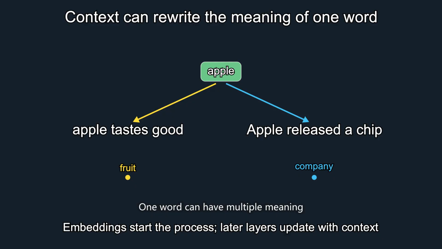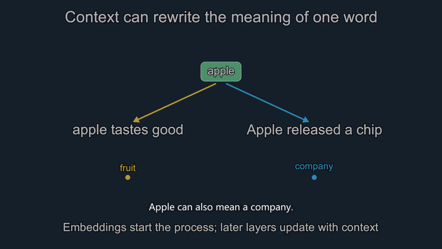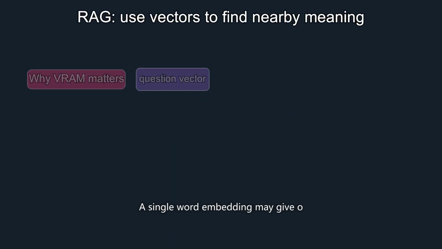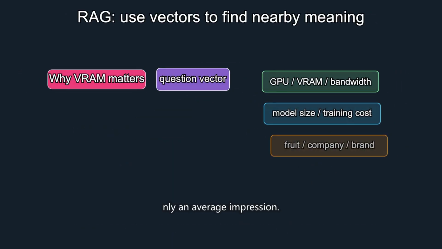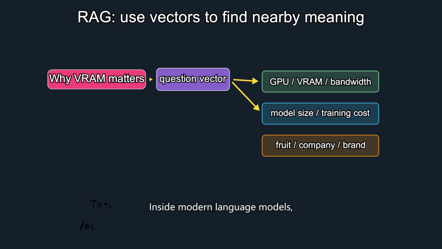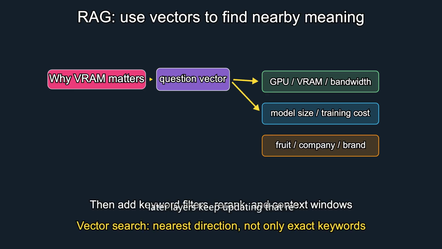One word can have multiple meanings. Apple can mean a fruit. Apple can also mean a company. A single word embedding may give only an average impression. Inside modern language models, later layers keep updating that representation with context. Apple tastes good and Apple released a chip should not end up in the same place. The context changes the final meaning. That is why embeddings are the entrance to language understanding, not the whole story.